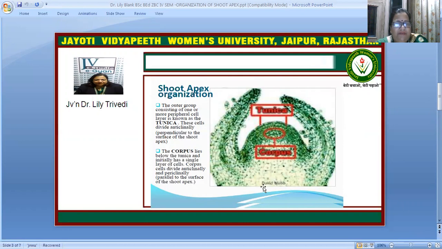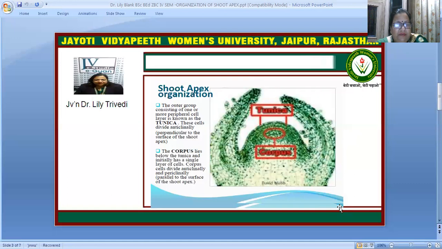We also have the peripheral zone. This is the central zone, and here we have the peripheral zone. The peripheral zone includes both tunica and corpus cells. The rate of division is higher and it contributes to organ formation, like the leaves, inflorescence meristem and floral meristem. Then we have the rib meristem, which occurs beneath the central zone and is the region of mitotic activity. It gives rise to the interior cells of the stem.